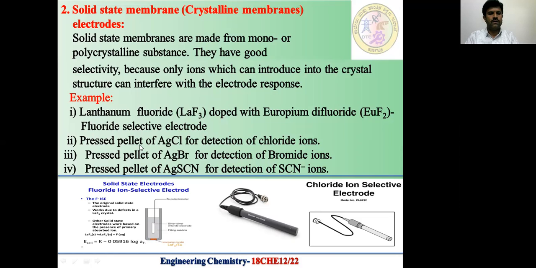Similarly, if the solid state membrane made up of AgCl, that electrode can be used for the detection of chloride ions. If the membrane made up of AgBr, then that solid state membrane electrode can be used for the detection of bromide ions. Similarly, if the membrane made up of AgSCN, then that electrode can be used for the detection of thiocyanate ion. So this is about solid state membrane or crystalline membrane ion selective electrodes.